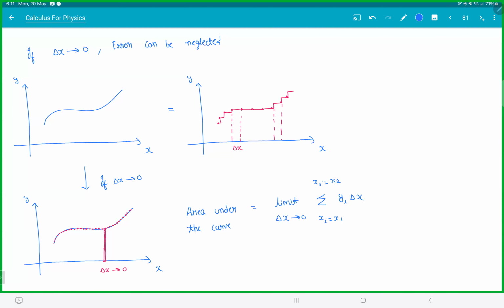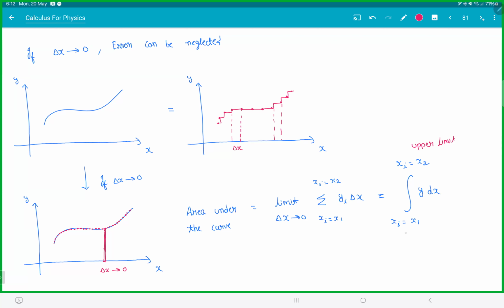Now again, we are lazy people who will write this limit and sigma and everything. So we put one symbol, we call it integral. This function becomes y dx. And these limits will go from x1 to x2. This is called the upper limit.